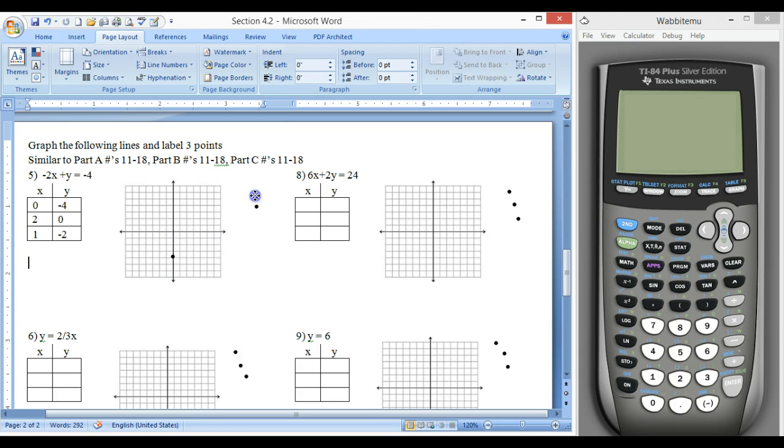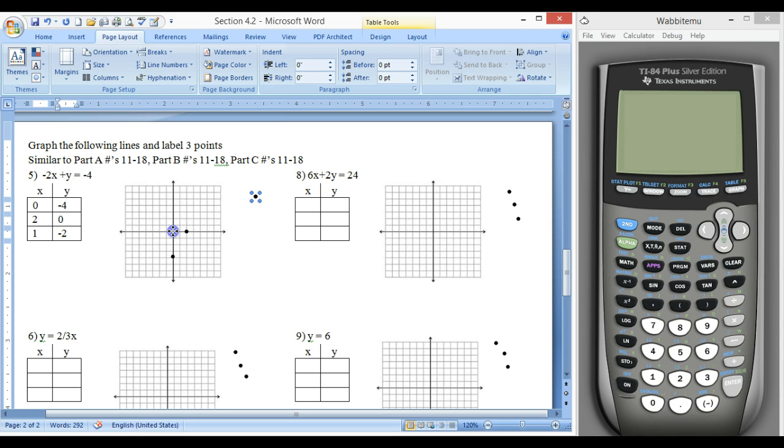Okay, the next one is at 2, 0. 2 meaning I go 2 on the x-axis, and 0. And let's get that right in there, right there. Okay, it looks like I have too many. My last one is 1, -2. So I'll get my third dot.